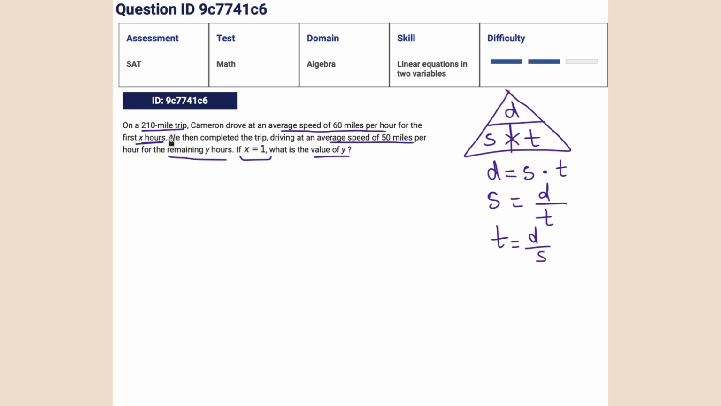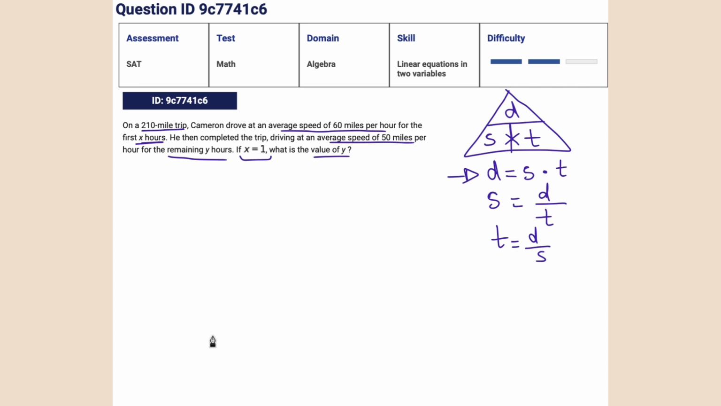So since they have given us the total distance, let's use the distance formula, right? Because they have given us the speed and the time for one of the values. So it seems pretty reasonable to start using the distance value, especially because they have given us the total miles for the trip. Okay, so let's use this formula.